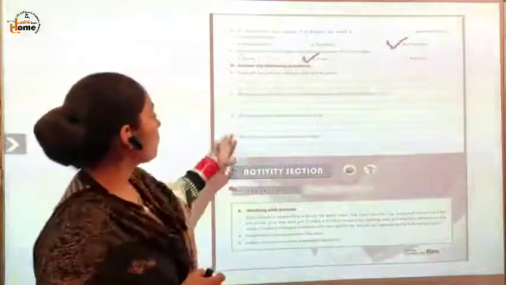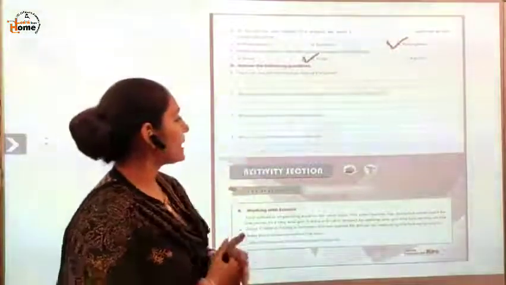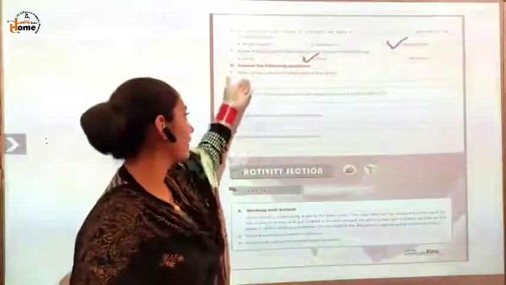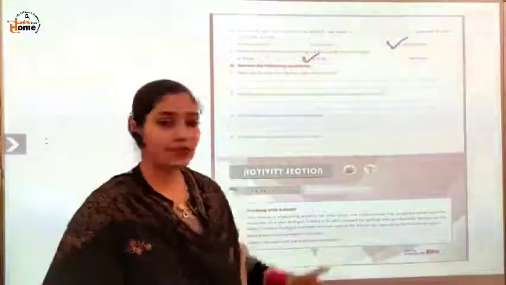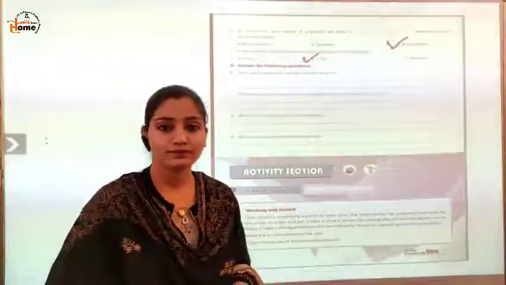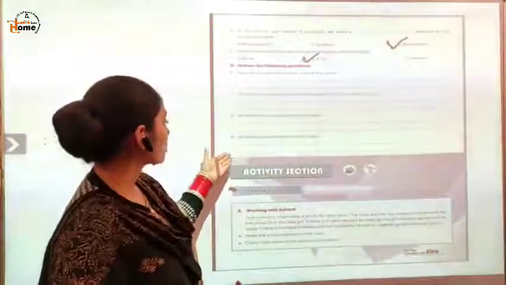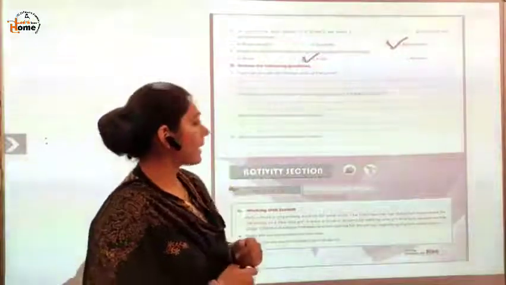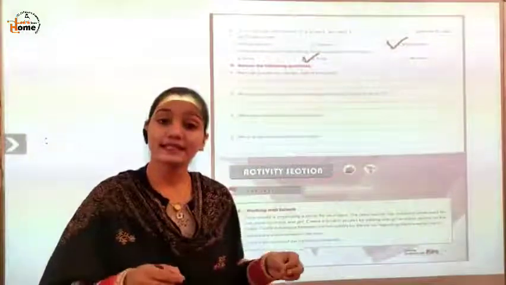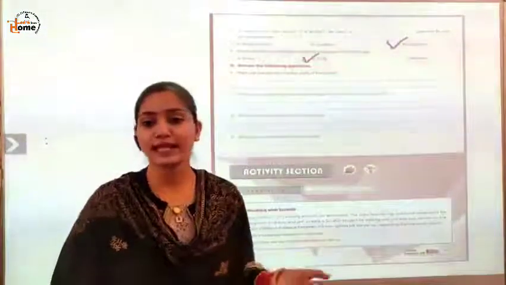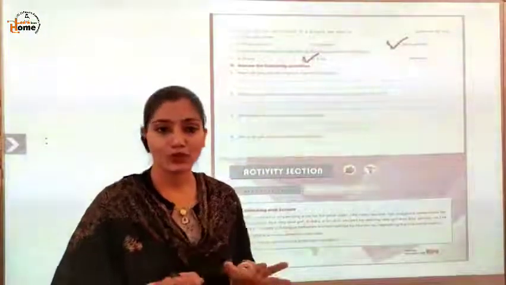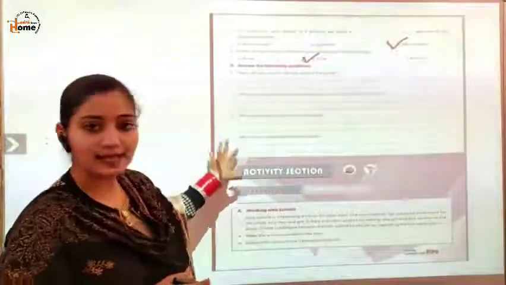Next, what does the sprite info pane display? Same as question number 1. What is in the sprite info pane? Rotation style button. Okay. Next question: what do you understand by backdrop? In Scratch 2.0, the picture on the stage is known as backdrop. So have you understood all the questions, all the exercises?